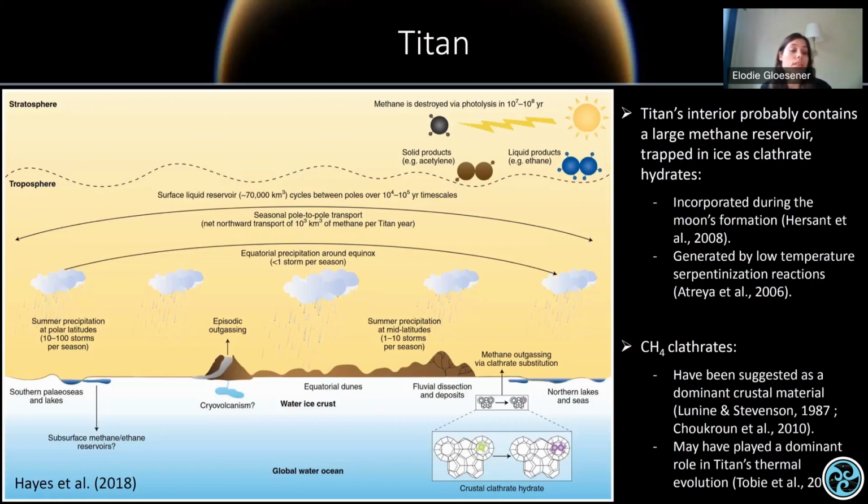Clathrate hydrates are crystalline inclusion compounds that trap gas in cavities of hydrogen-bonded water molecules. This methane reservoir was either incorporated during the moon's formation or generated by low-temperature serpentinization reactions. Clathrate hydrates that contain methane as the main gas have been suggested as a dominant crystal material for Titan, and as clathrates have different properties, such as thermal conductivity, from water ice, they may have played a significant role in Titan's thermal evolution, but you will have more information on that in the talk of Angela.